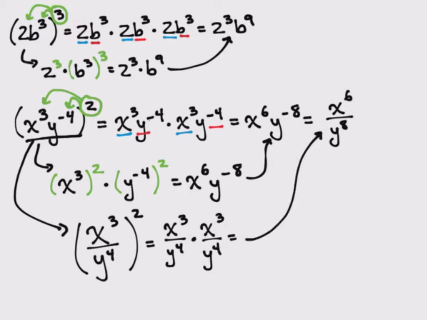And of course, we ended up with the exact same answer that we did before. Again, it's kind of like this exponent of 2 applied to both the x to the 3rd and the y to the 4th.